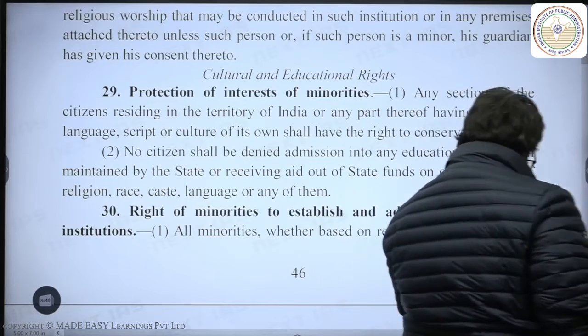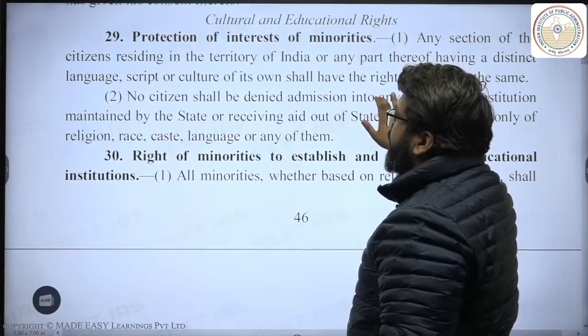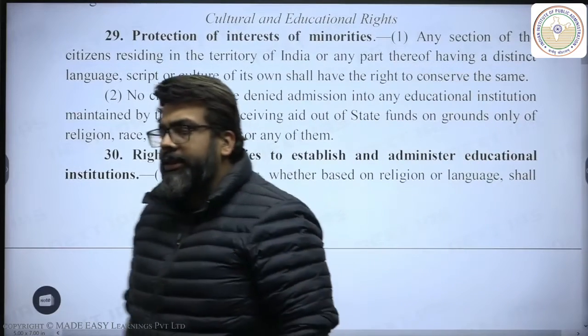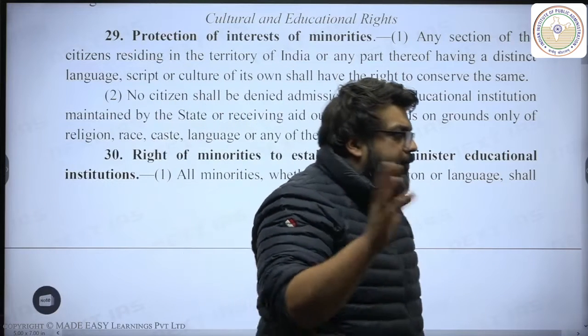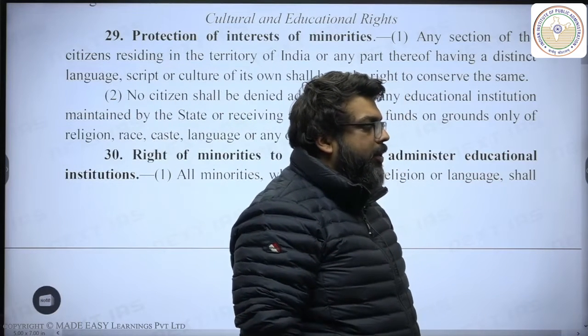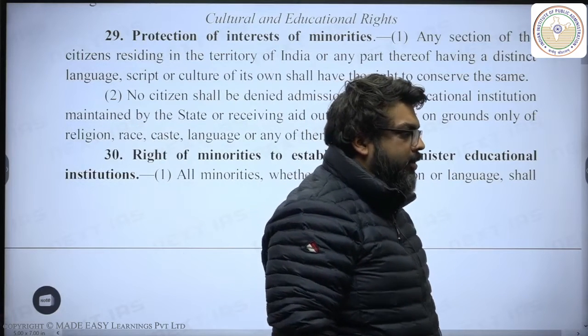Let's continue. We're going to look at Articles 29 and Articles 30. We've already done the types of writs and their applications in 32. After this, we'll move to the doctrine of basic structure and the doctrine of harmonious construction.